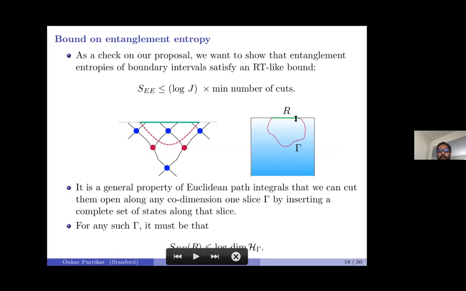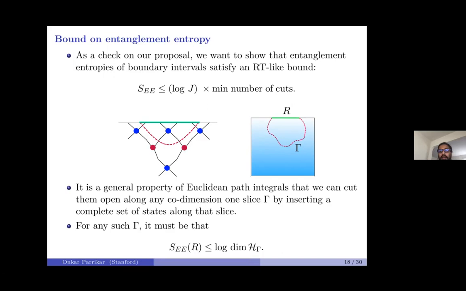Okay, and it's a general feature of path integrals that the entanglement entropy of the state that the Euclidean path integral creates on this region R is going to be upper bounded by the log of the dimension of the Hilbert space on gamma. That's basically because the dimension of the Hilbert space on gamma upper bounds the rank of the density matrix that you can get on R, and therefore the entanglement entropy is upper bounded by the log of the dimension of the Hilbert space on gamma. Okay, and this is true of any gamma.